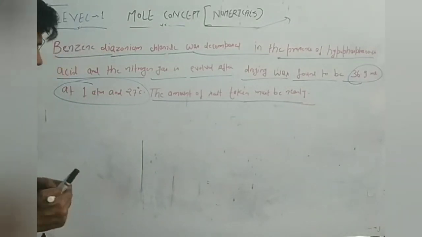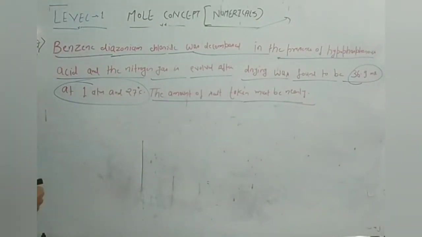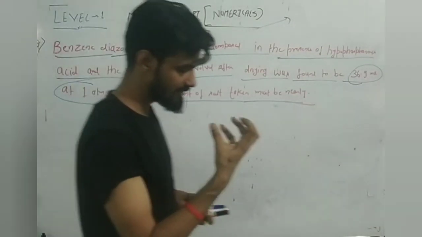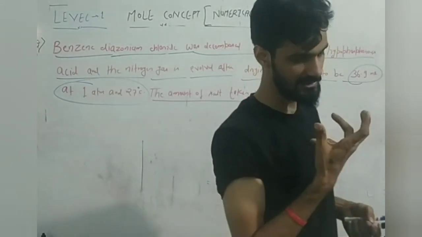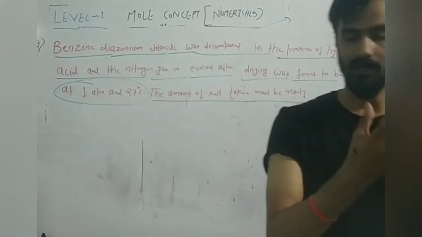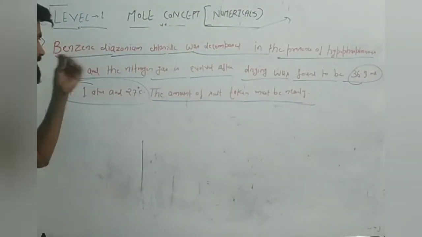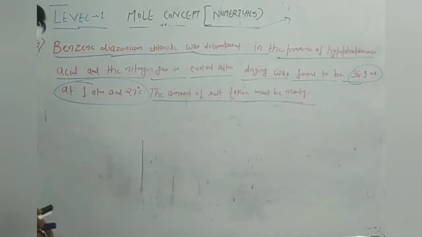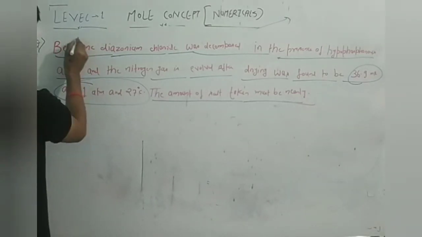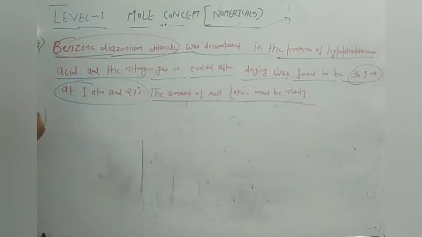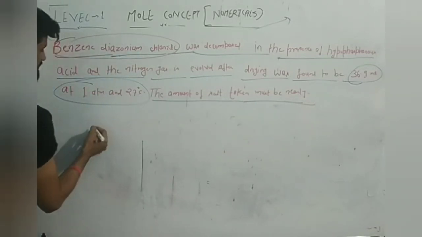Okay. So let's understand this important question. This question can be solved by a combination of 2 concepts. First of all, you have to apply the gaseous state formula, and after that you have to understand the reaction, in which way it occurs. Before going to that, I am just discussing the chemical formula of all these compounds. Benzene diazonium chloride.